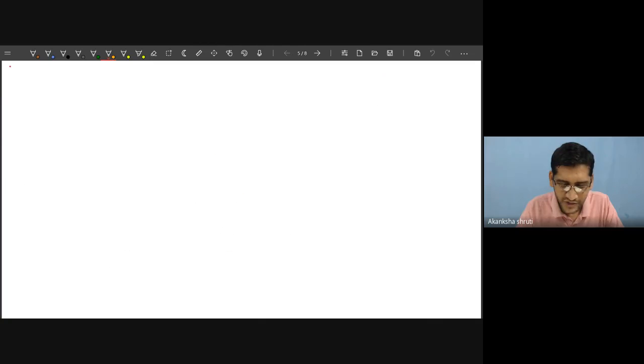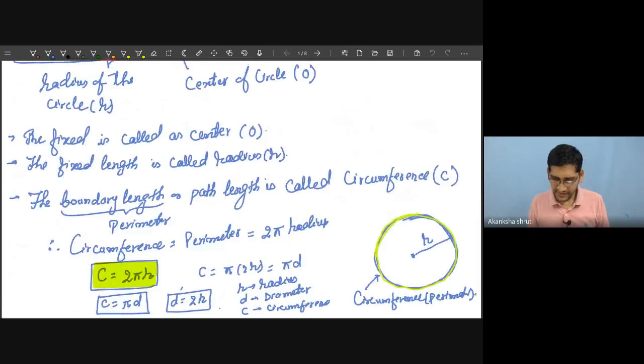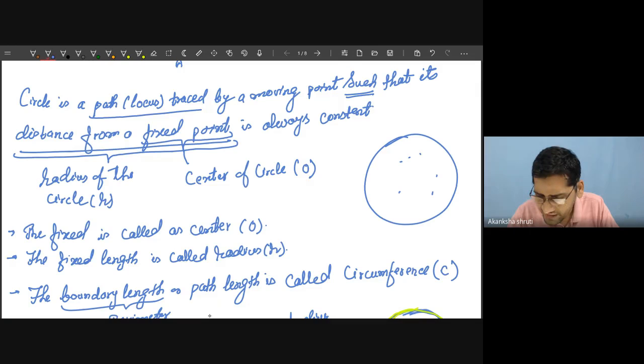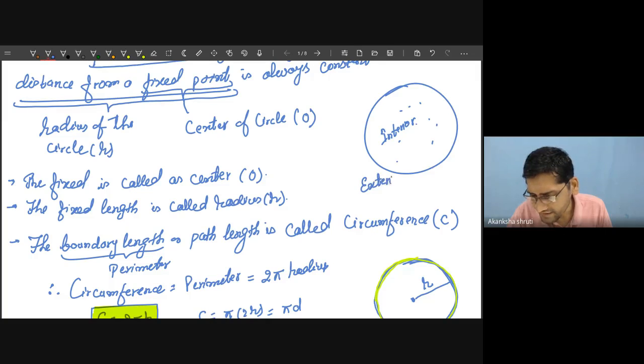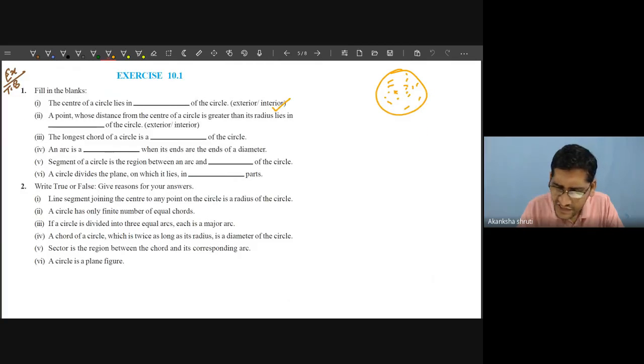So these are interior points. A circle always means it is enclosing some area, so these are the interior points. If we consider any point here, these are interior points or the interior of the circle, and those which are outside this boundary, this circumference, are exterior. And the center lies at the middle of this circle, inside the circle, so it is an interior one. Okay students, so this is the first question. The answer is: lies in the interior.